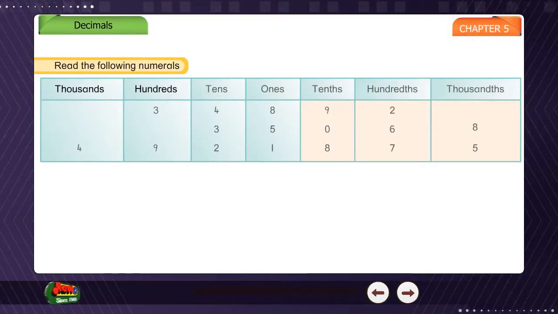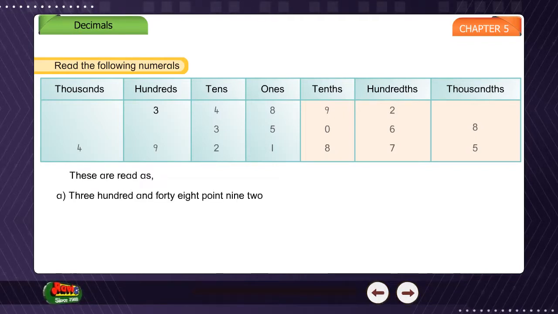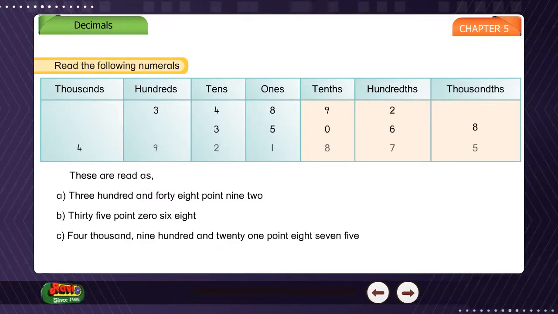Read the following numerals: thousands, hundreds, tens, ones, tenths, hundredths, thousandths. These are read as A. 348.92, B. 35.068, C. 4,921.875.